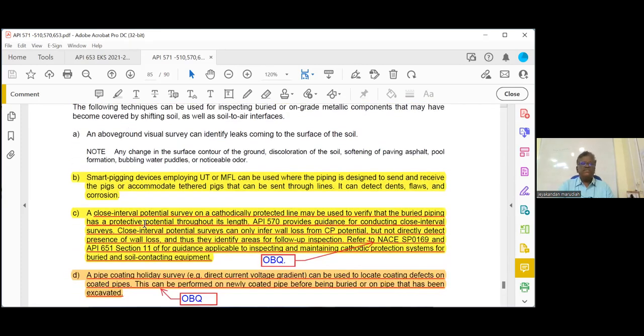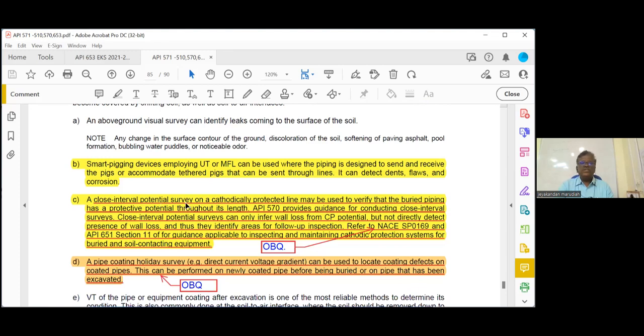Then inspection. A close interval potential survey on a cathodically protected line may be used to verify that the buried piping has a protective potential. Then highlight this one. Refer NACE SP 0169 and API 651 for guidance on applicable inspection and maintenance.